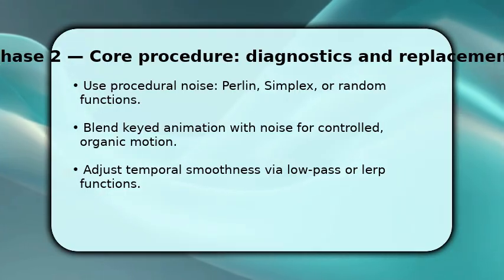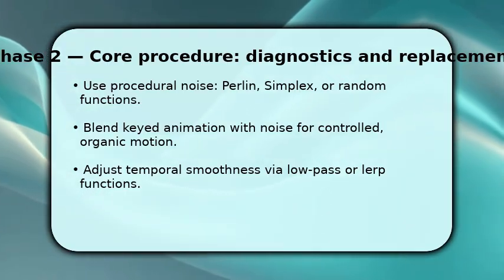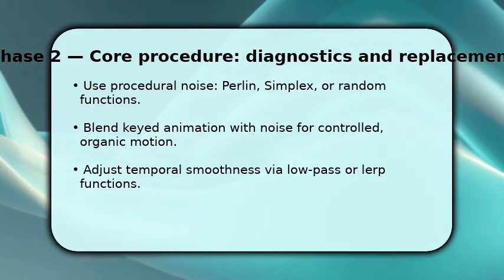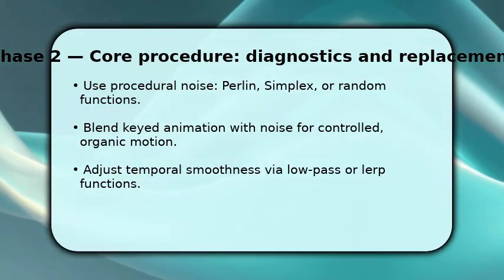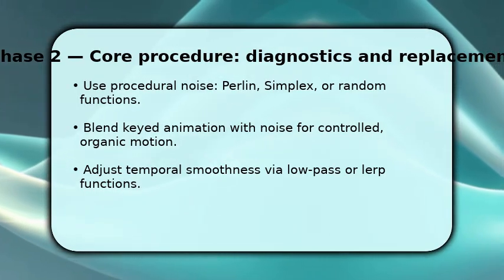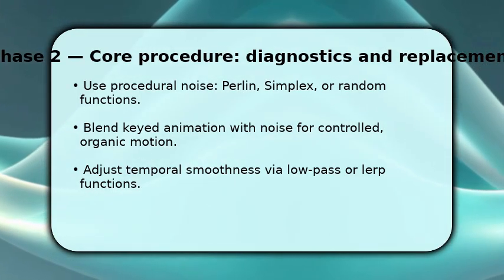Once added, blend it with keyframed animation so primary motion remains readable. Lower noise amplitude where clarity is needed. Make sure to soften fast spikes by filtering or averaging frames and preview at final frame rate. If using curves, modulate frequency.